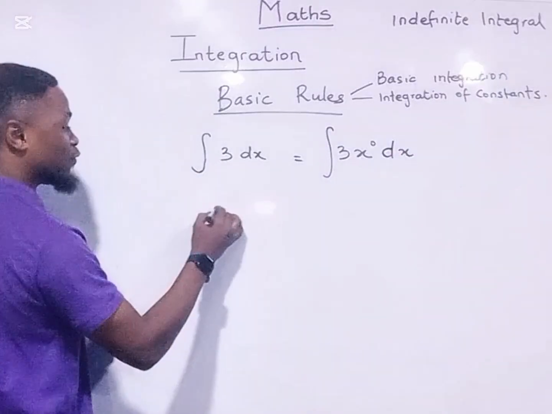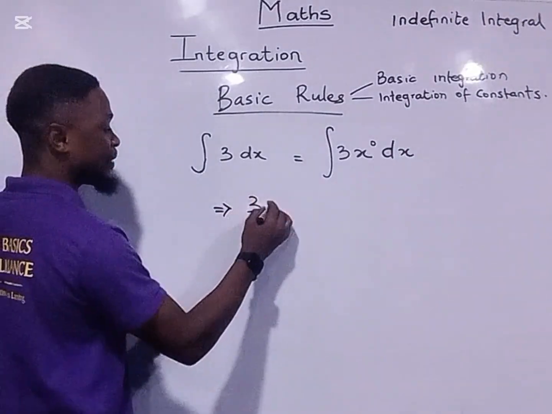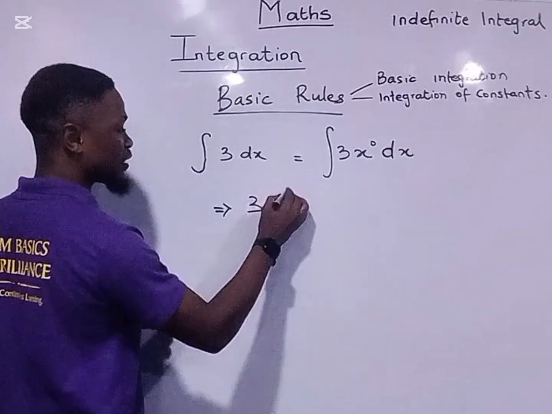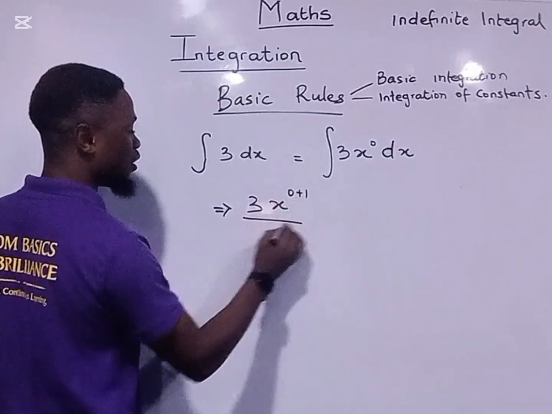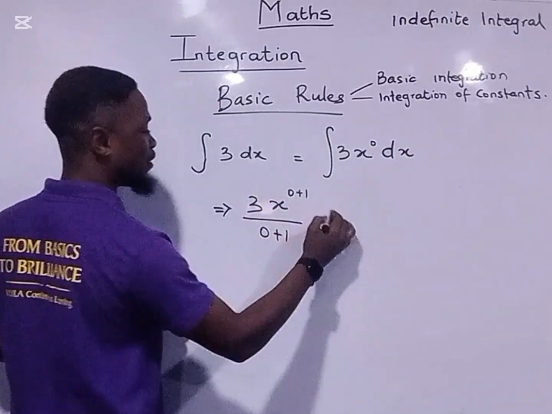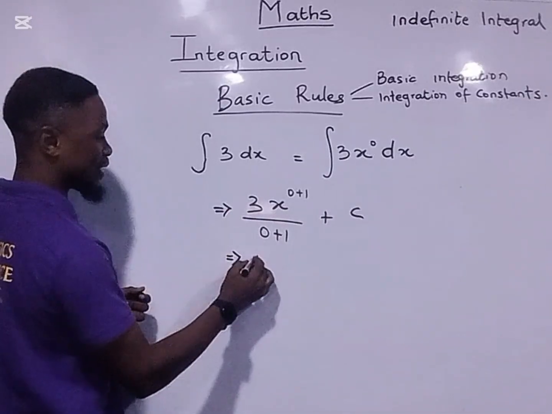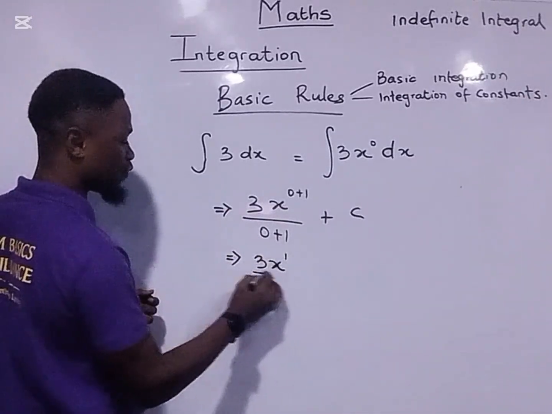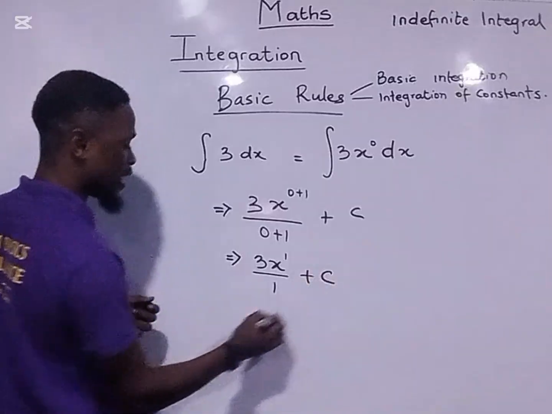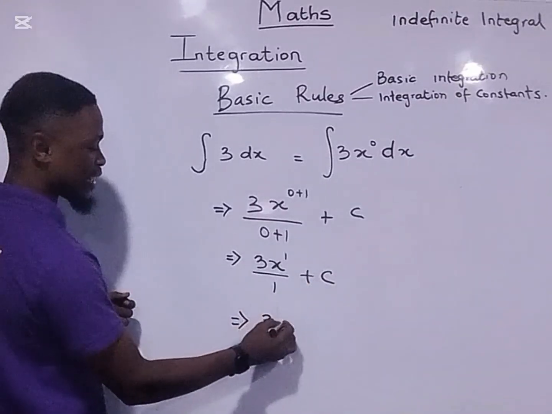So let's see what we have. We have 3x raised to the power of 0 plus 1 all over 0 plus 1 plus c. What is 0 plus 1? 1. So it's the same thing as saying 3x raised to the power of 1 over 1 plus c. Can you see that we still have our 3x plus c?